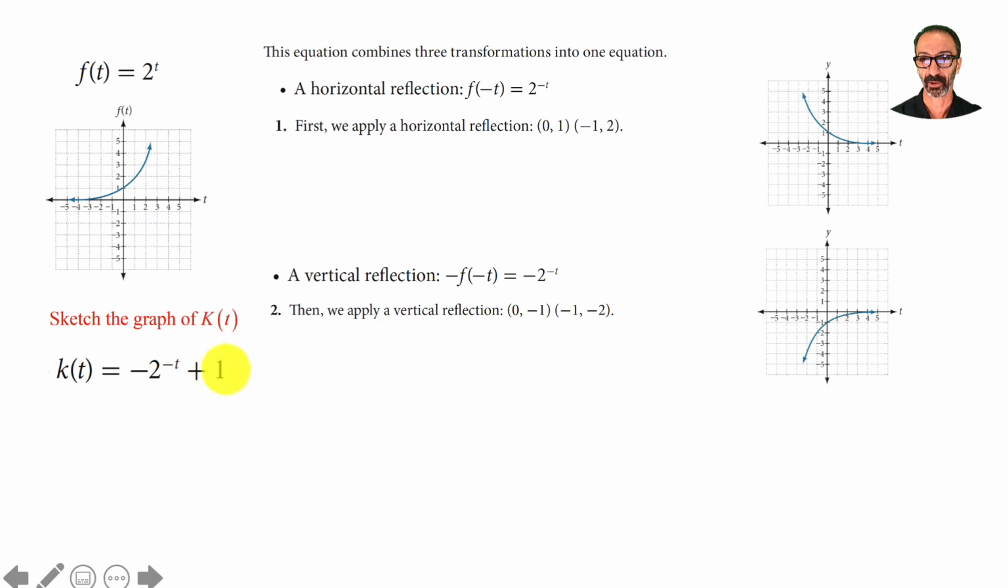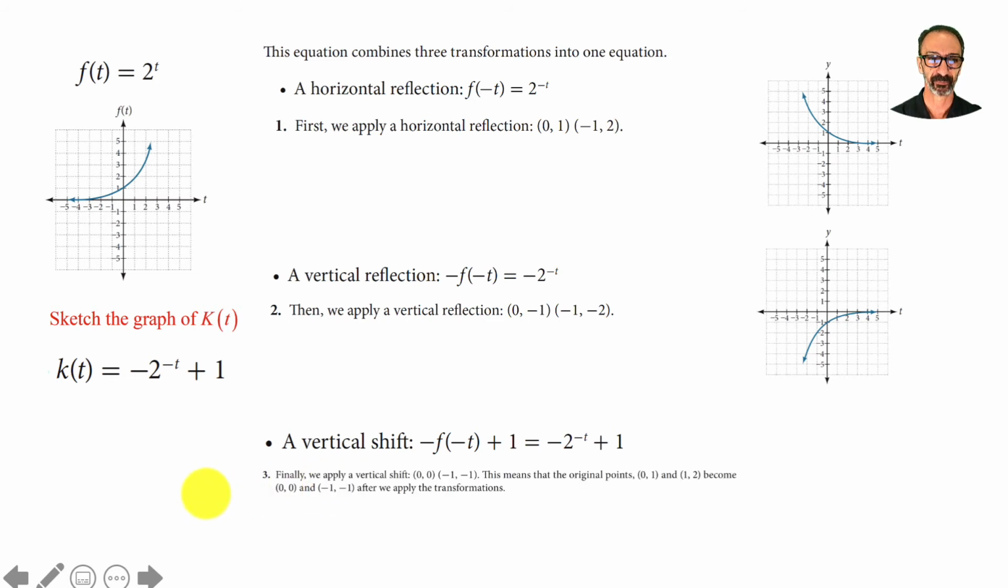Now we're going to add 1. And we're going to shift the graph vertically up 1 unit. You could trace it and look at these points and see how you're going to take this point up and take some other points up one by one. And that's the new graph.